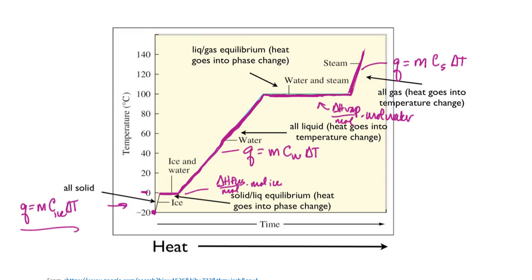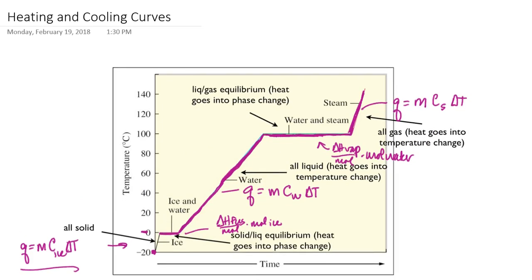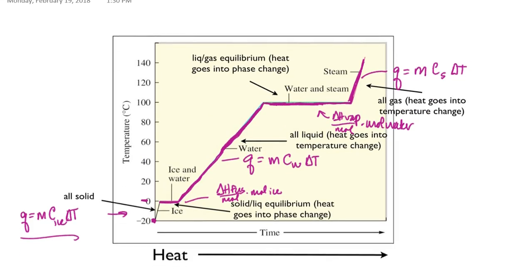Now, the other point I want to make regarding these curves is, again, notice that these are called heating and cooling curves, because I could just as easily read this curve from right to left instead, in which case all of these different heats that I'm calculating would all become negative values, because basically that energy would be lost by the system and transferred to the surroundings.